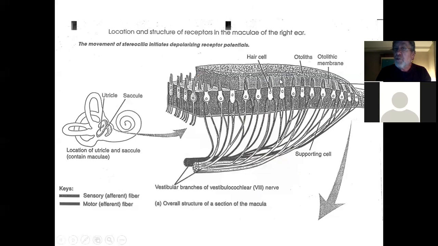And that jelly surrounds the hairs. On top of the jelly are these little stones, called otoliths. The reason you have the otoliths is so that when you change linear acceleration, going up and down vertically or left and right, those stones provide a bit of mass, a bit of weight on top of the jelly, so that when you move, there's a bit of a lag or delay for these things to move.